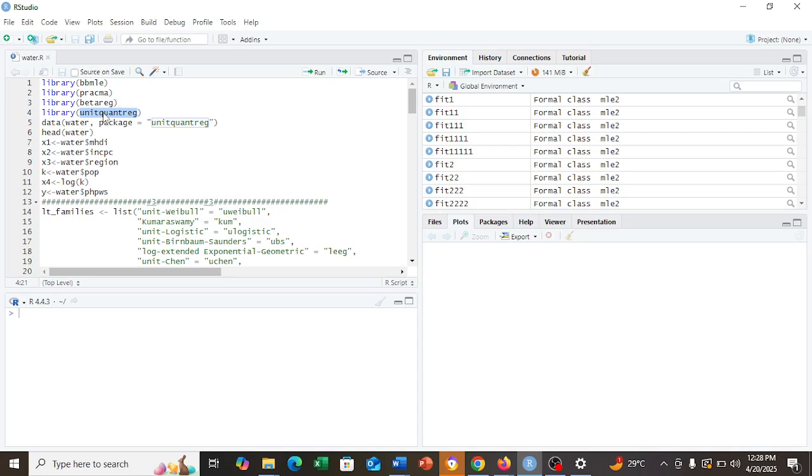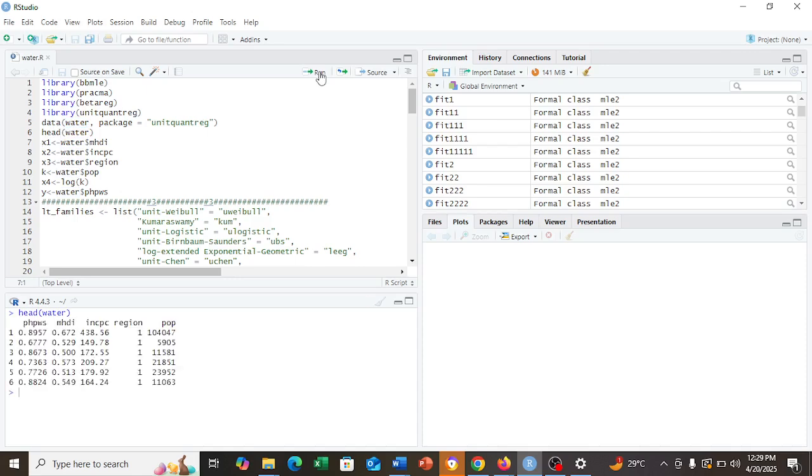Now I also need data, and luckily I have some data which I obtained from the unit quantile package. This data is the water data. Here I'll just run you through the head of the data so that you see the first 5 rows of each variable. This is the response variable. These are the covariates 1, 2, 3, 4.